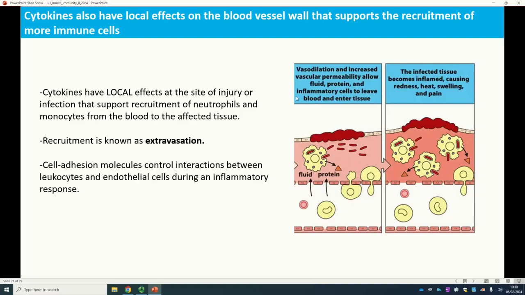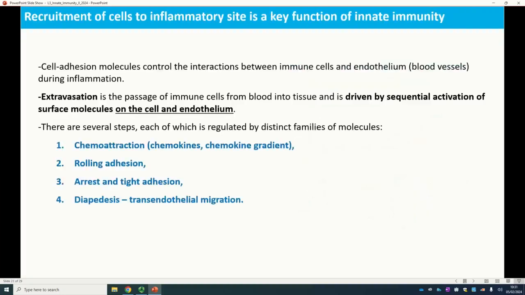Now, the movement of cells, or the recruitment of neutrophils and monocytes to the affected tissue from the blood, is known as extravasation. And cell adhesion molecules control the interactions between the leukocytes, but also the endothelial cell walls in that inflammatory response. And that's what we'll look at in a little bit more detail now.